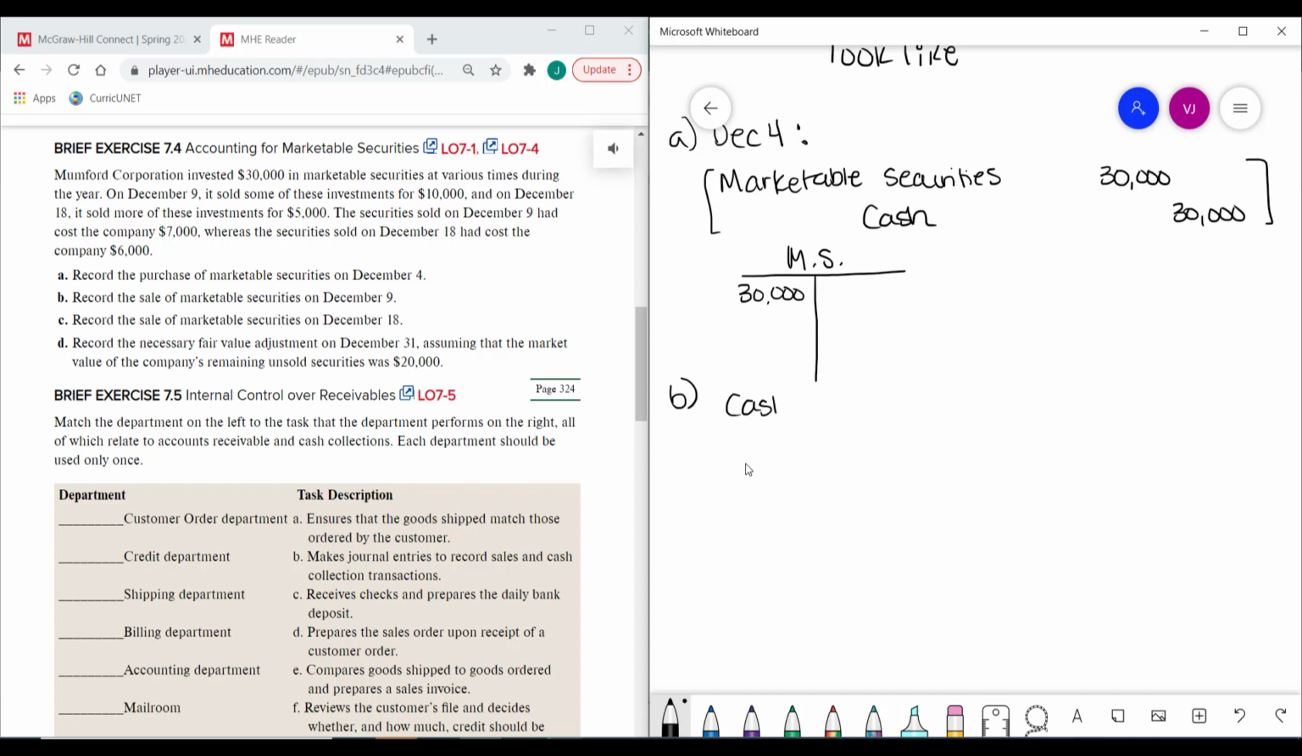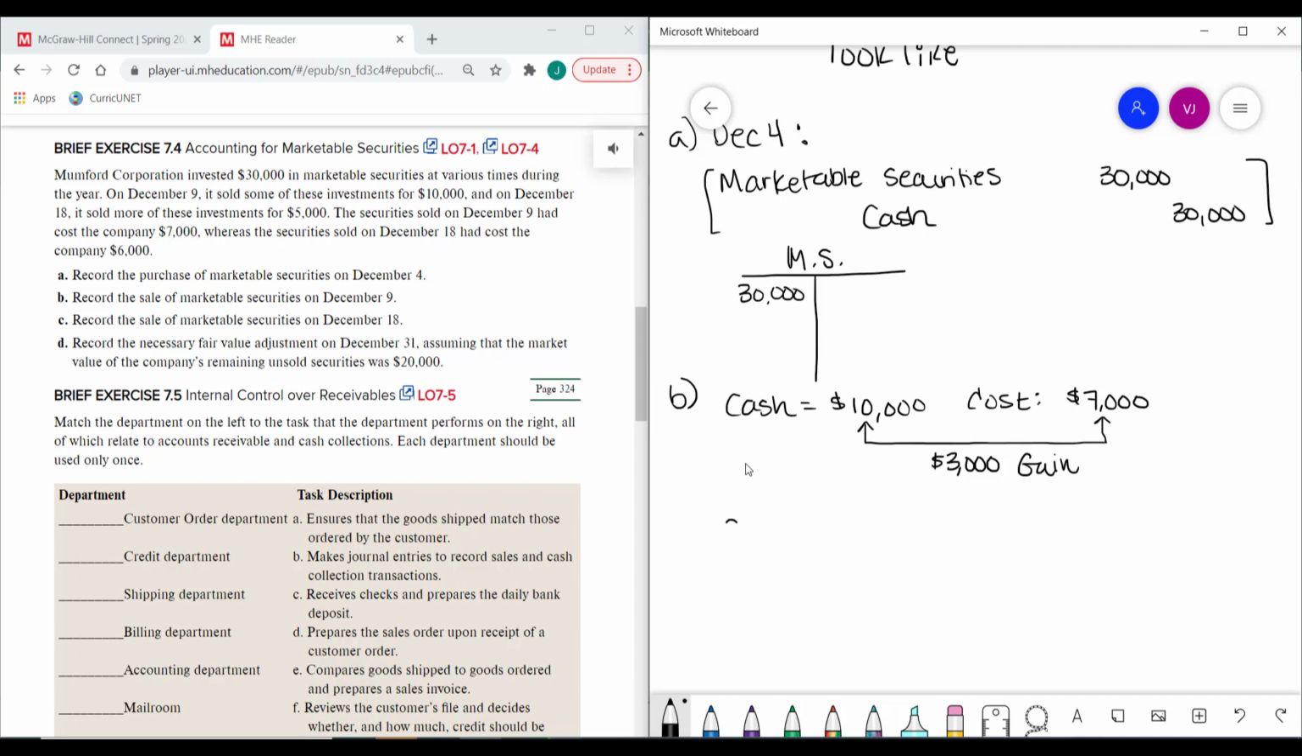So cash received is $10,000. But then it says that the securities sold on December 9th had cost the company $7,000. So here we have received $10,000 for securities that cost us $7,000. So what's happening here? That's a $3,000 difference, but is that a gain or a loss from that sale of investment? That's actually a gain, right? Because we received more for the securities than what we paid for them.